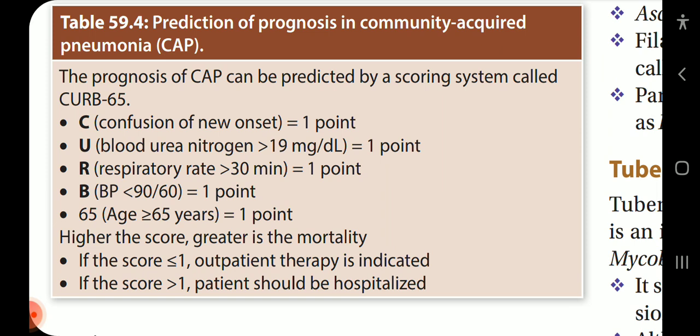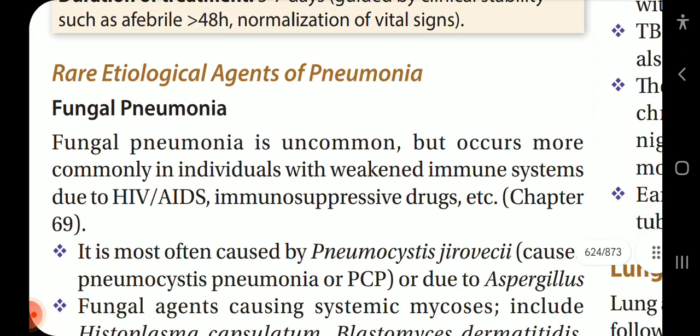Higher the score, greater is the mortality. If score is less than or equal to 1, outpatient therapy is indicated. If score is more than 1, patient should be hospitalized.